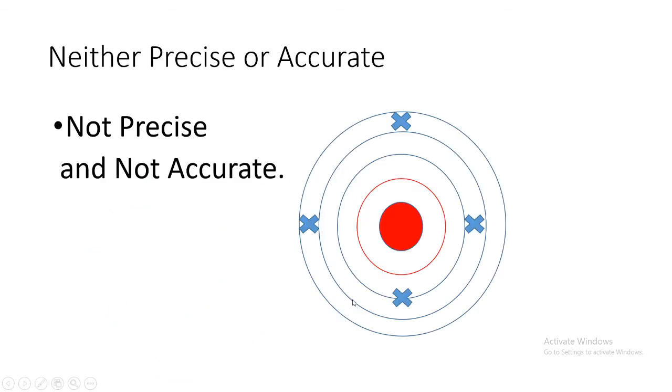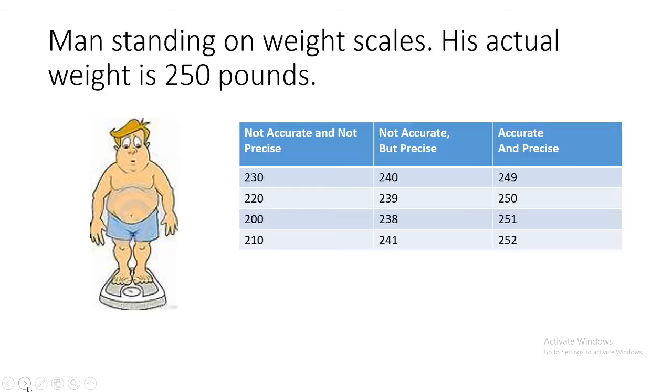Now, in this particular example, they're not precise and they're not accurate. The darts are not close together at all, right? And none of them have what? None of them hit the bullseye, okay? So this is an example of not precise and not accurate.